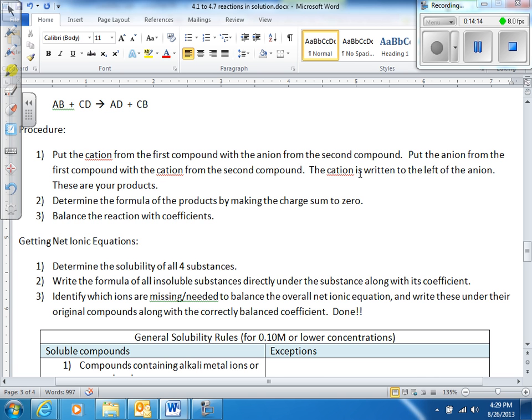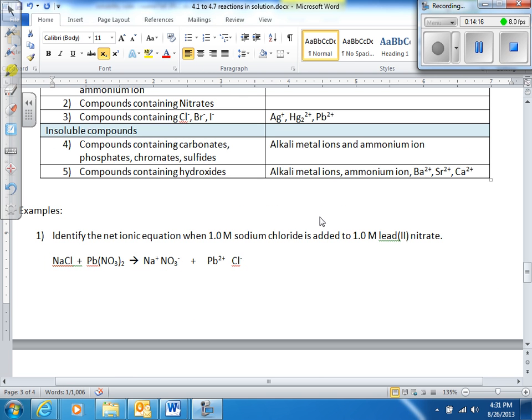We put cations on the left. Okay, so I've done the first step. You might be wondering, how did I get this formula here? Well, because they said lead 2, I know it's Pb2+, and nitrate, I know, is NO3 1-. So we get these formulas in the front just from knowing the charges. Sodium is +1, chloride -1, etc.